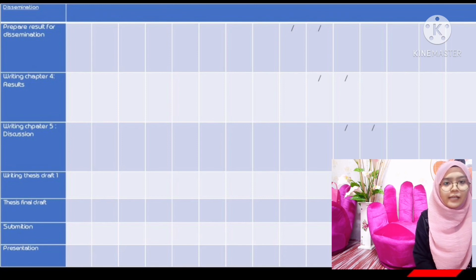In weeks 10 and 11, we start writing chapter 4, which is the results. Second, in weeks 11 and 12, we write chapter 5, which is the discussion. At the same time, we write thesis draft 1. Next, in weeks 12 and 13, we finish writing the final thesis draft. And lastly, in weeks 14 and 15, we submit the thesis and present the thesis to the panel. So thank you.